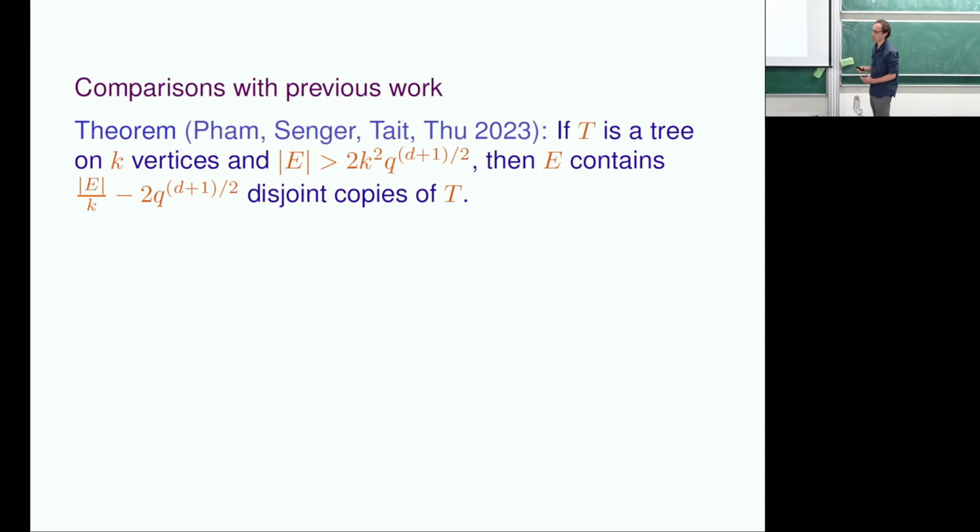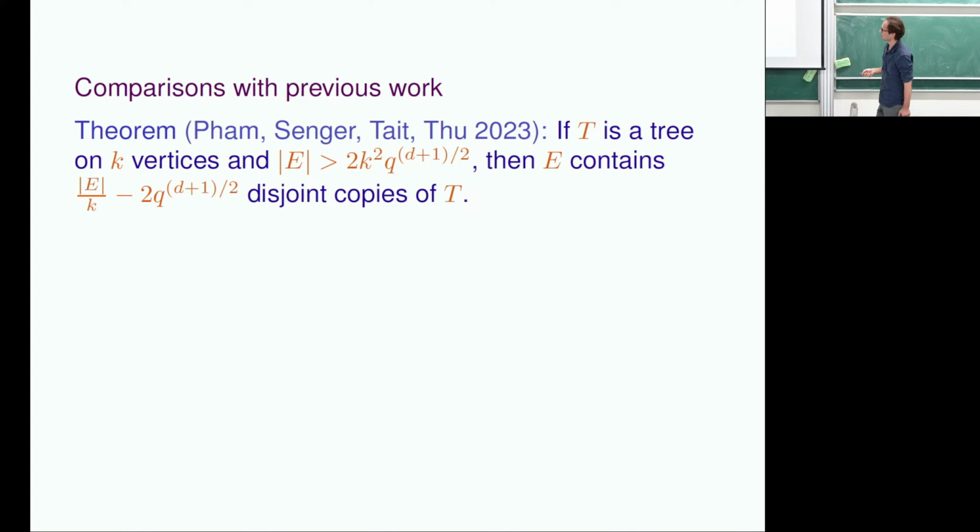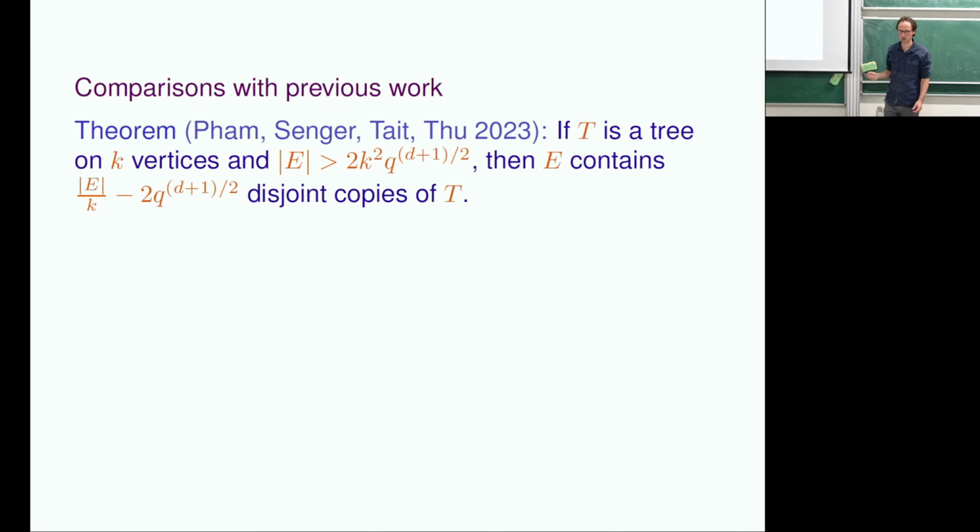So E divided by k is the maximum possible. If somehow you manage to cover your entire point set with trees, you would get E divided by k. So we're missing q to the d plus 1 over 2 copies of the tree, and the tree has k vertices in it. So we're missing the size of the point set we start with is k squared times q to the d plus 1 over 2. And then there's some set of k times q to the d plus 1 over 2 vertices that we can remove. And then what's left over we can cover with copies of the tree.